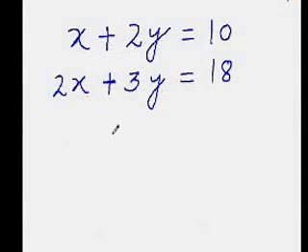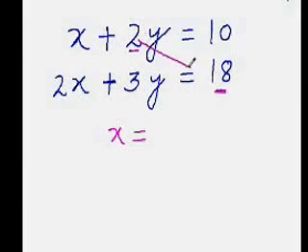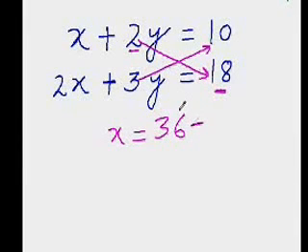Now, to find the value of x, all you need to do is multiply this number with this number, like this, and then subtract from it the product of this number and this number. So 2 times 18 is 36, minus 3 times 10 is 30. Now this is the numerator.